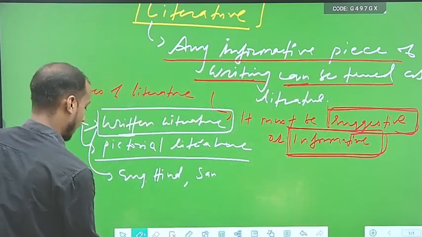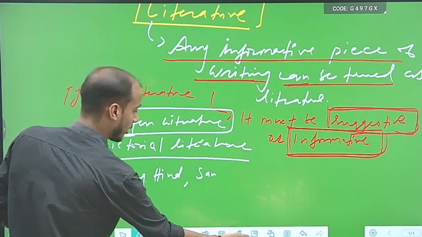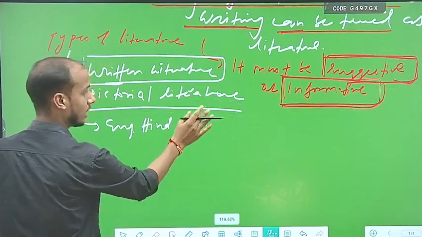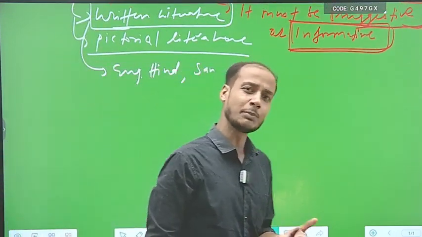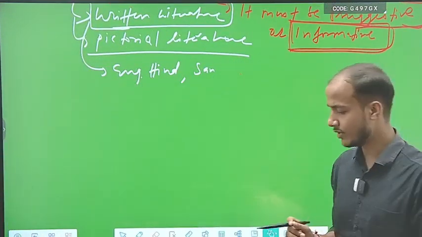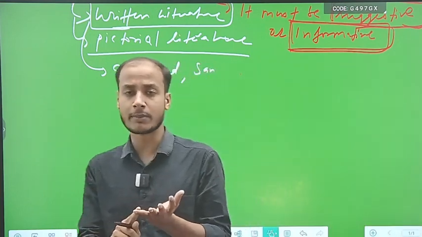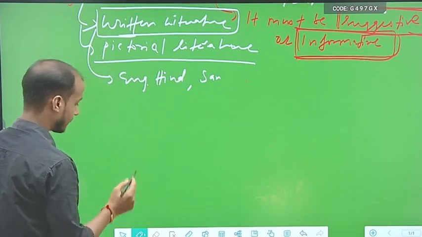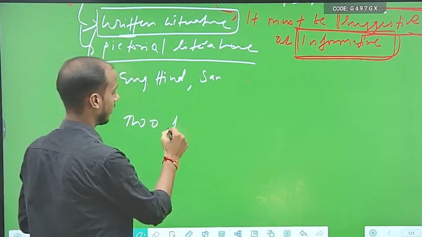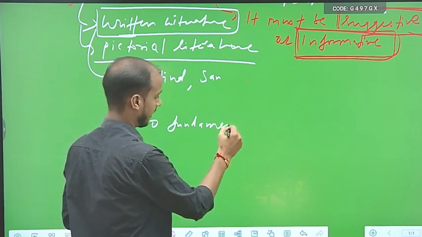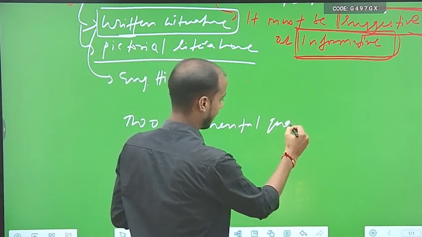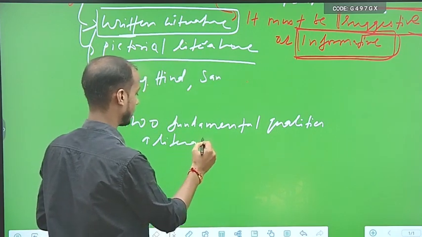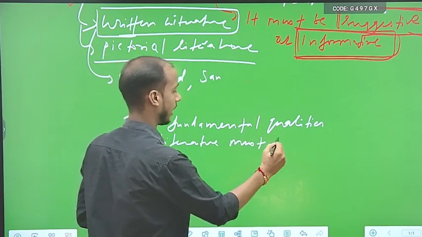Now, when we talk about literature, we mean good literature. We mean good literature because, as I told you, any piece of writing may be informative and suggestive. So, two basic, fundamental qualities a literature must have.